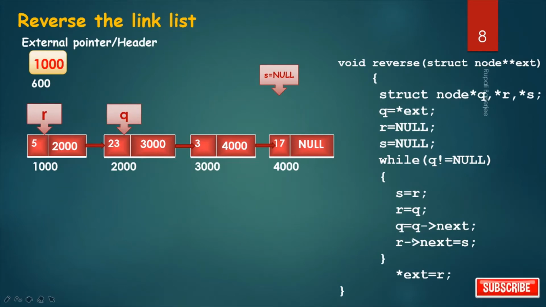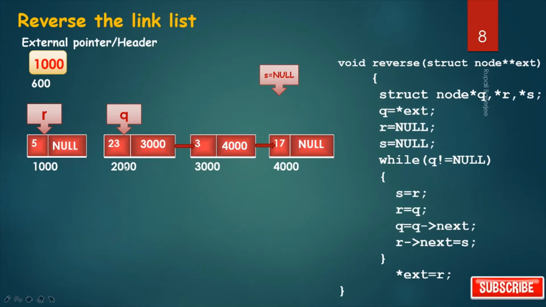Now R arrow next equals to S. R arrow next means R is this node. R arrow next means here it is S. S value is null. So here it is null. So this link is destroyed and it is null. Now again we execute the while loop again. Now what you have to do? First check, is Q null?